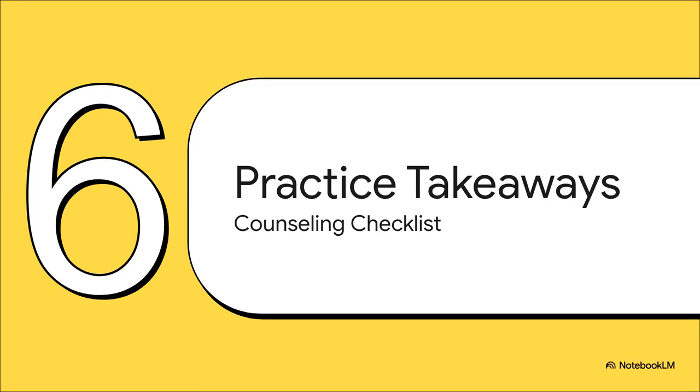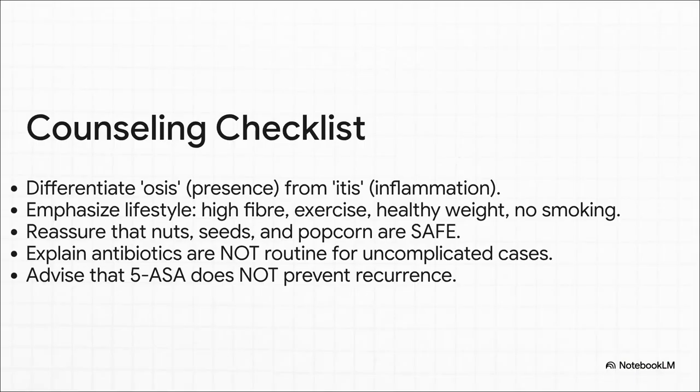Okay, let's pull all of this together. Think of this as your quick and easy checklist for the next time a patient has questions about diverticular disease. Here it is, your cheat sheet. Number 1, make sure the patient understands the difference between osis and itis. 2, hammer home those big 4 lifestyle changes: fiber, exercise, weight, and no smoking. 3, be the hero who tells them they can eat popcorn again. 4, be ready to explain why antibiotics aren't always needed anymore. And 5, clarify that while mesalamine might help symptoms, it doesn't prevent future attacks.